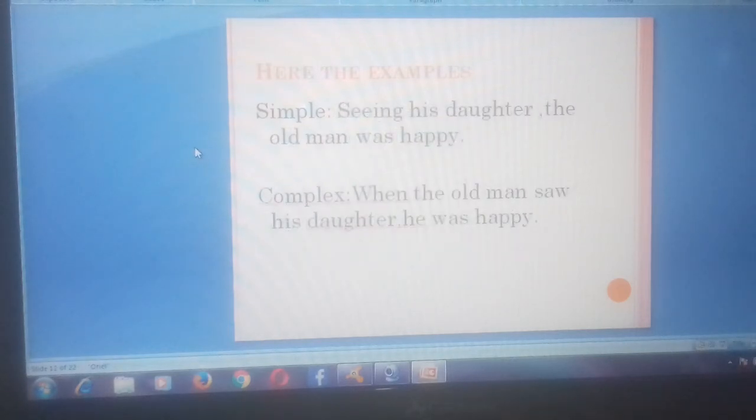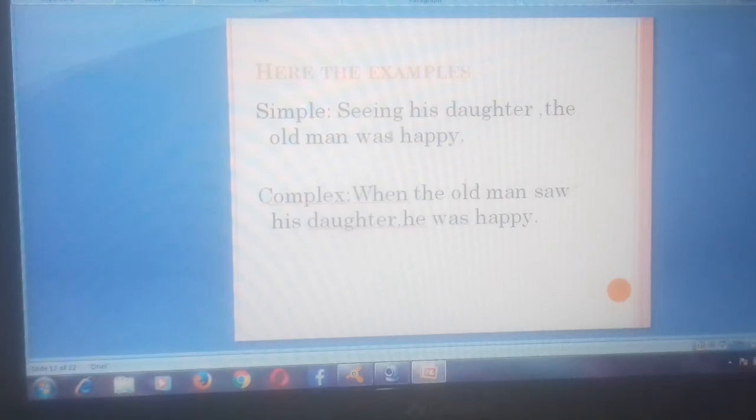Another example, "Seeing the daughter, the old man was happy." Here, instead of "seeing his daughter", we have used the conjunction "when", then we have imported a subject, that is "the old man", and for the second time we used the subject "he". One is "the old man", another is "he". And "see" has become "saw" and "was" retained.